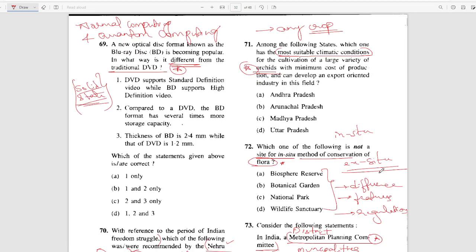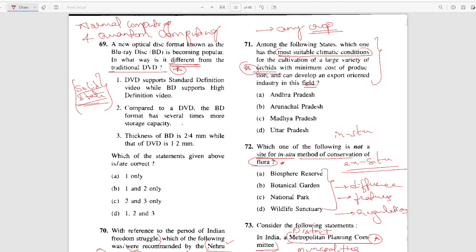Next question, 71st: among the following states, which one has the most suitable climatic conditions for the cultivation of a large variety of orchids with minimum cost of production and can develop an export-oriented industry in this field? So here they have given a description and they have asked which state is ideal to grow a certain crop.